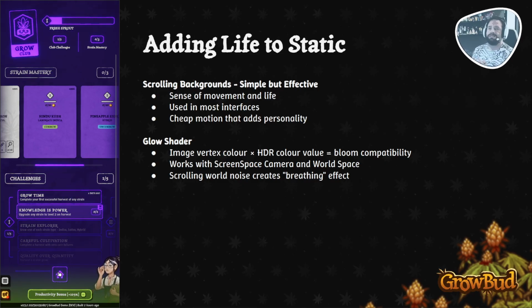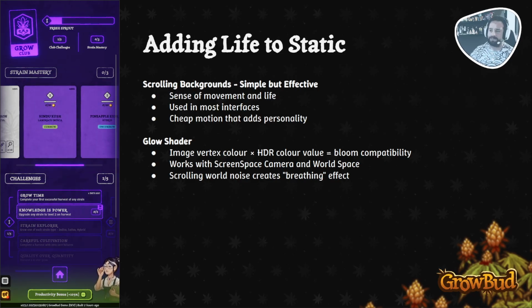So try and find ways that your interface in some way can be alive. And there's so many different ways of doing it. The scrolling backgrounds is a great way. Adds a sense of movement and life. It's really cheap as well. You're just adding some movement to it. And then the glow shader as well, which uses the image vertex color, so it actually gets the color from the image. And if you create a shader graph using the new UI based shaders, it automatically has the reference to the image component built into it. So all you have to do is use a vertex color node, and that will get that color from the image component. And then you can do something with that.